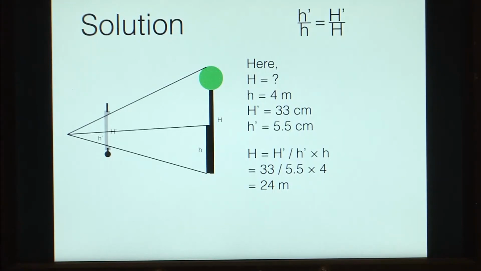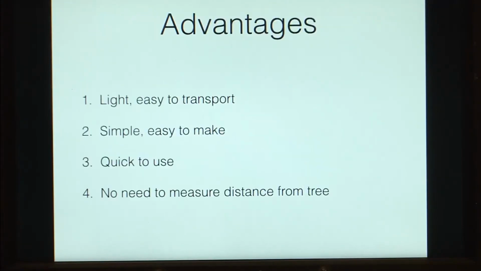So, let us now look at some advantages of using this method or of using the hypsometer. One, the hypsometer is light and is easy to transport. It can be made out of wood, it can be made out of metal, it can even be made out of a piece of cardboard. So, it is very light and it is easy to transport. It is very simple and easy to make. You can make it at your home as well using a piece of cardboard.